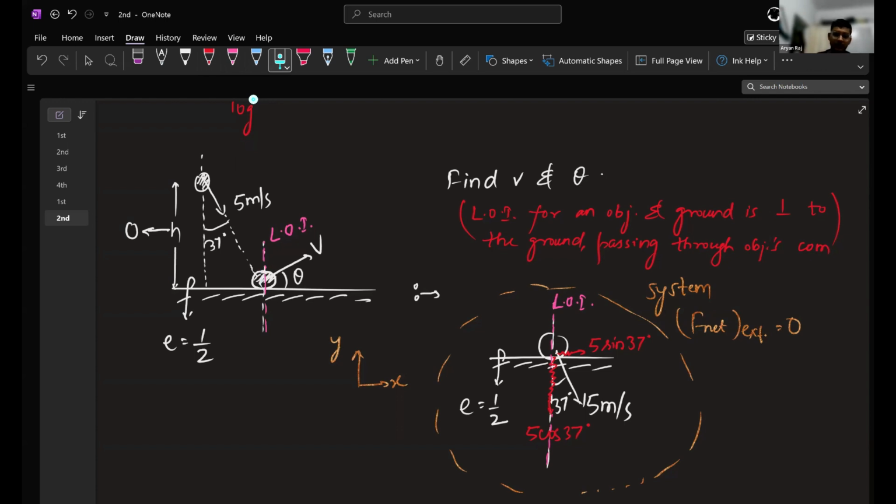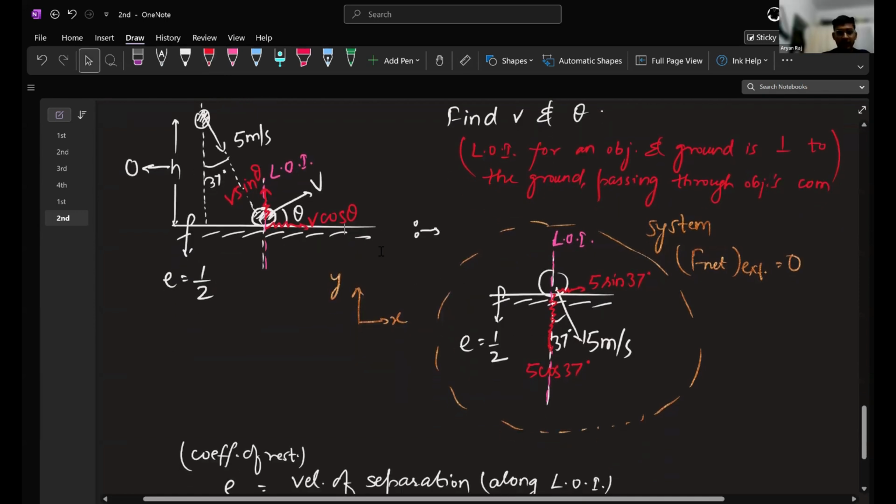So after the collision, when the object is moving with a velocity v in this direction at an angle theta with the horizontal, it means the components of velocity would be, here it would be v sin theta, am I right? And here it is going to be what? v cos theta. Is it okay for you, Pranav? Yeah. v cos theta and v sin theta.